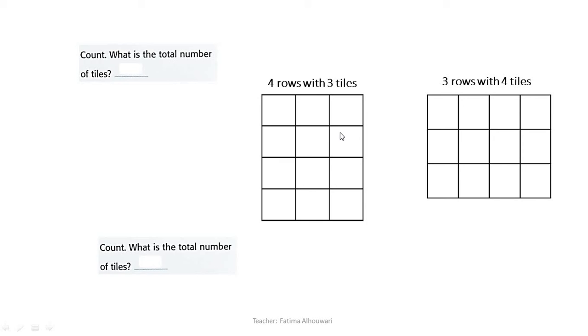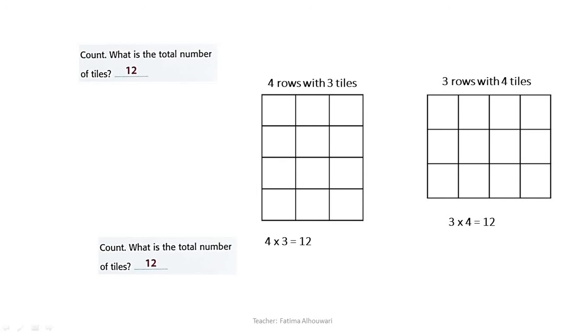Now, let's try to write the multiplication sentence for the first array, this one. Since we have 4 rows with 3 tiles, we can write the multiplication sentence just like this. 4 multiplies 3 equals the total number of tiles. And for the second array, we can write the multiplication sentence just like this. We have 3 rows multiplies 4 tiles. And the product is 12. We have 12 tiles in all.